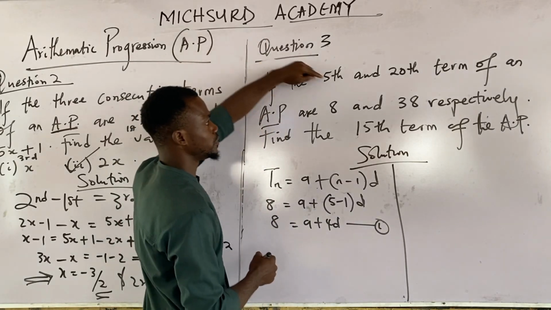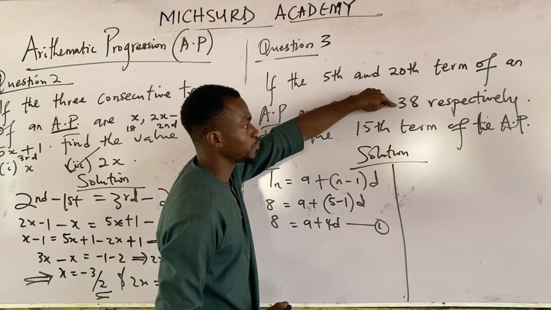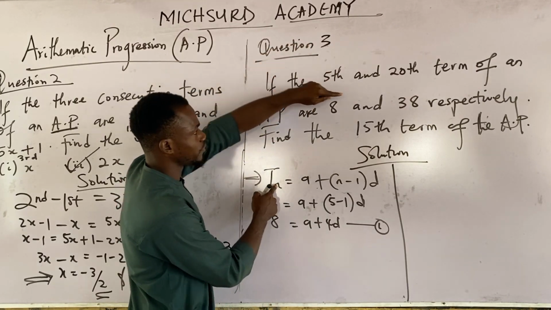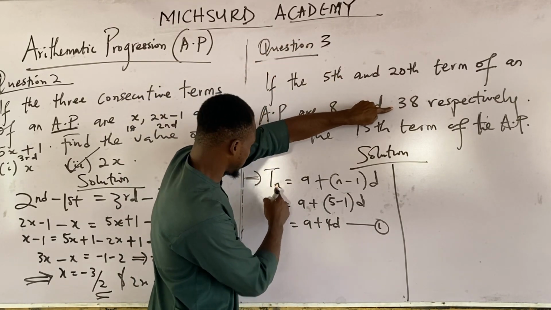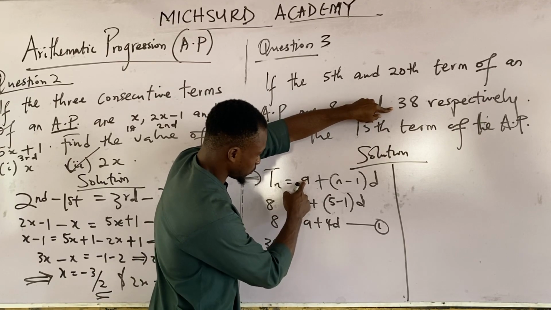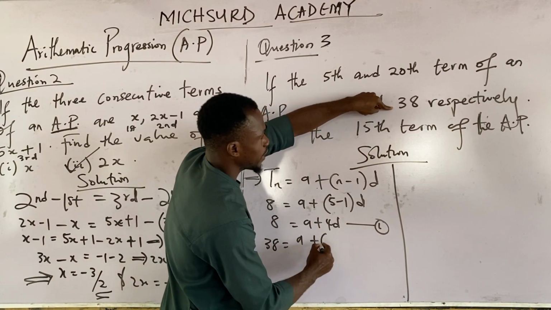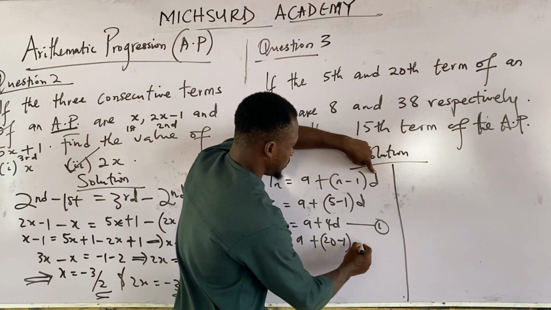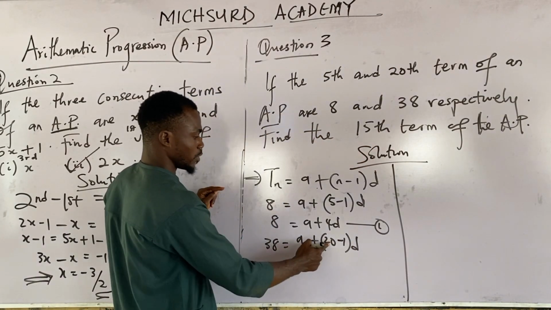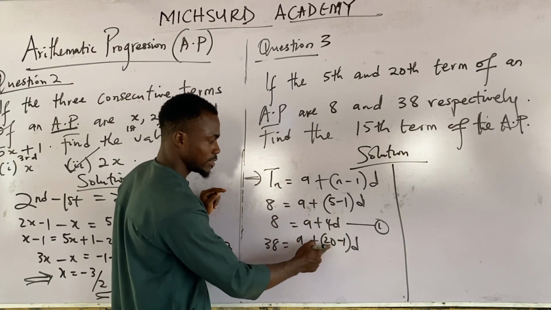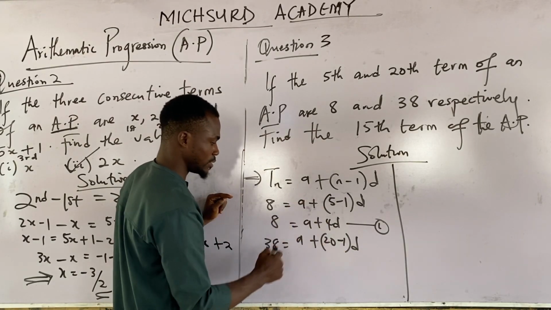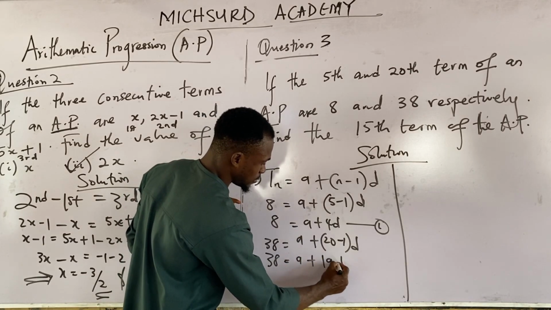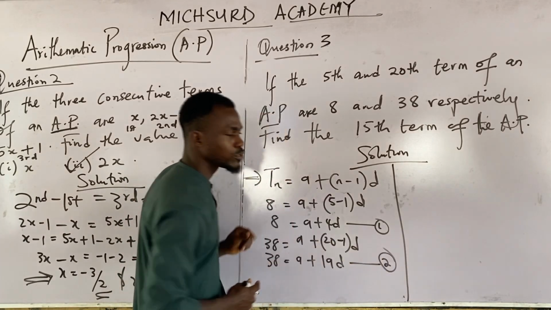Now we go to the next one. The 20th term corresponds to 38. So from the formula, the value that corresponds to the 20th term is 38. So we have 38 is equal to the first term a plus n, where n is 20 minus 1, then times d. So 20 minus 1 is 19, and 19 times d will give us 19d. So we have 38 = a + 19d. I will call this one equation 2.